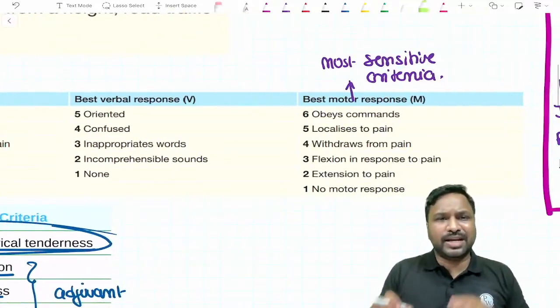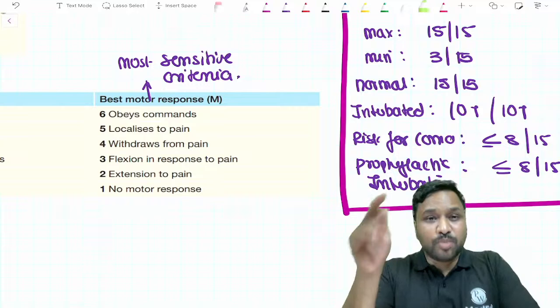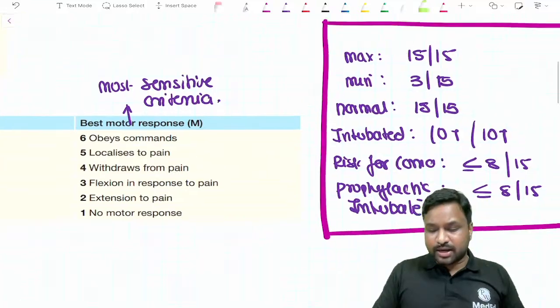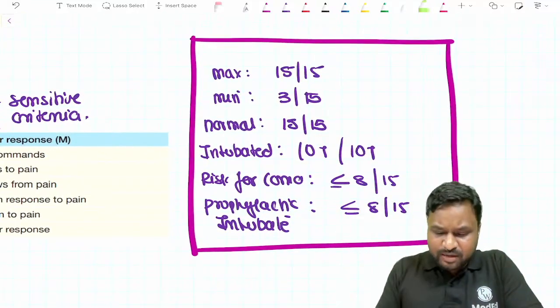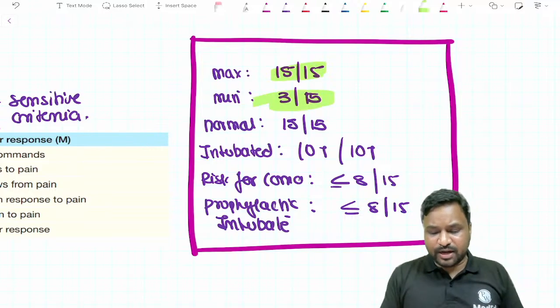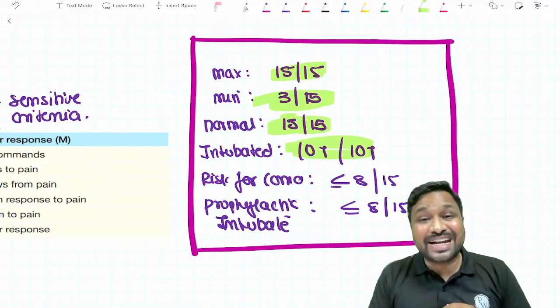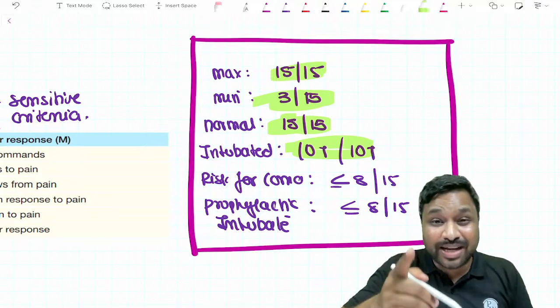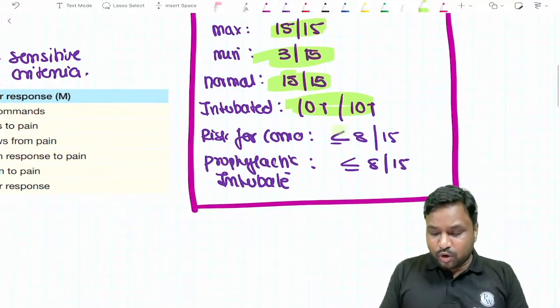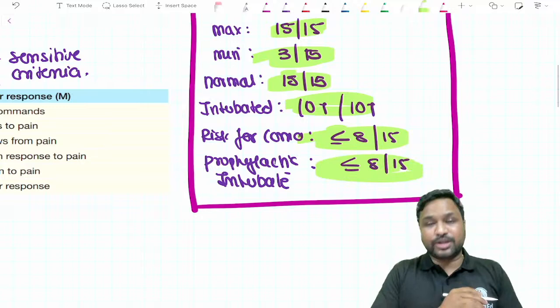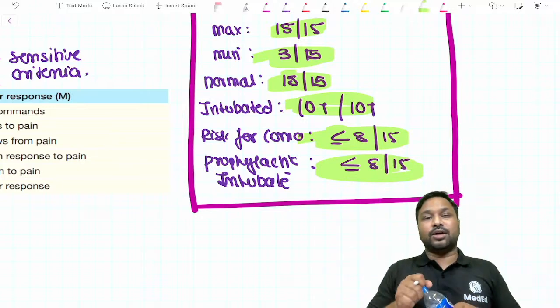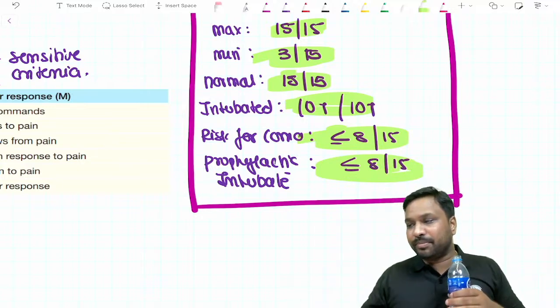GCS, everybody knows how to calculate it. I'm not going to talk much in detail, but you know what GCS is. The most sensitive criterion in GCS is your motor response. What is the maximum GCS? 15 by 15. What is the minimum GCS? 3 by 15. Normal 15 by 15. Intubated 10T. Why? Because there is no verbal response. I cannot take it as 0. I have to take it as T. Risk for coma if it is less than 8. And prophylactic intubation is also indicated when it is less than 8. All these are important points to remember.